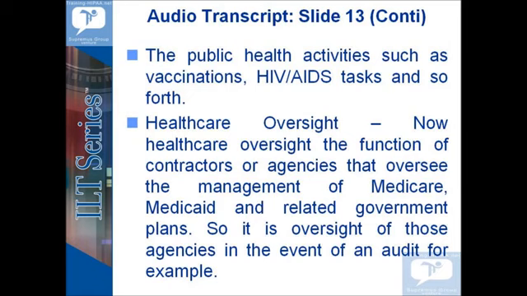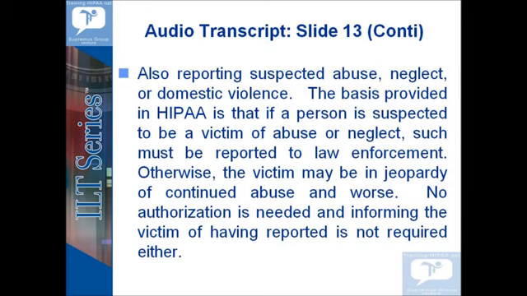For healthcare oversight. Healthcare oversight agencies oversee the management of Medicare, Medicaid, and related government plans. So it's oversight of those agencies in the event of, say, an audit. Also, it's reporting suspected abuse, neglect, or domestic violence. Now, there is a provision in HIPAA that indicates that if, say, it's an adult and there is suspected abuse that is being reported, unless it will cause harm to that individual to tell them, the victim is required to be notified immediately following reporting the abuse.